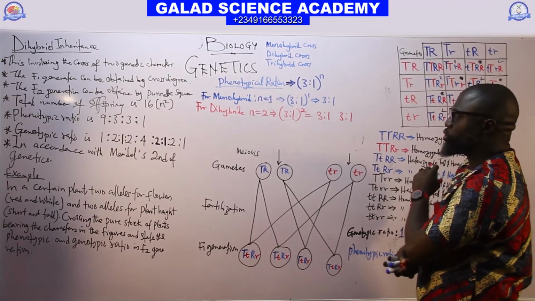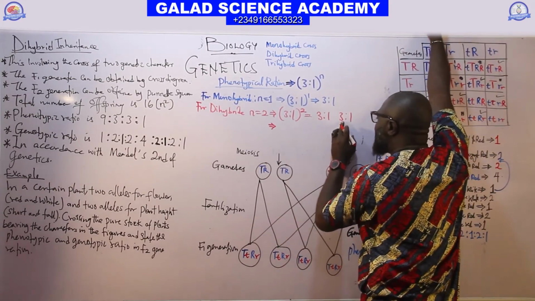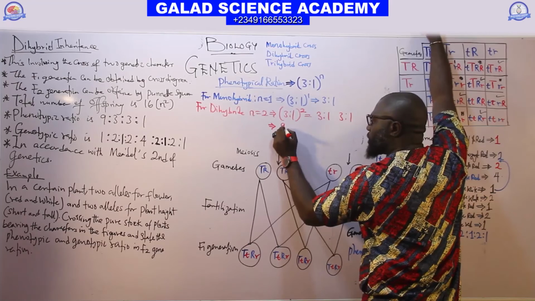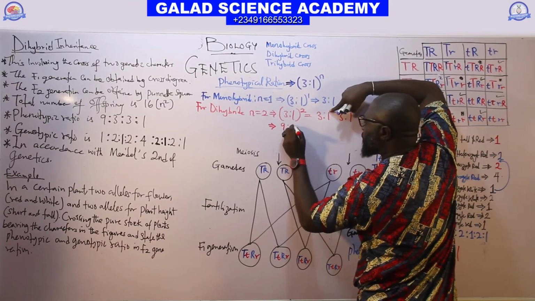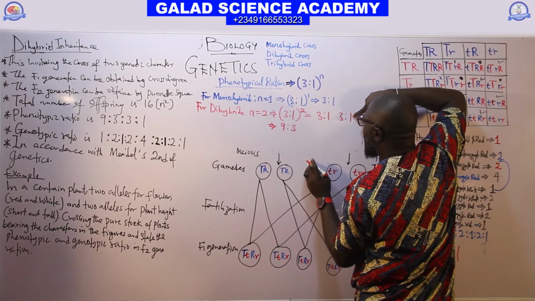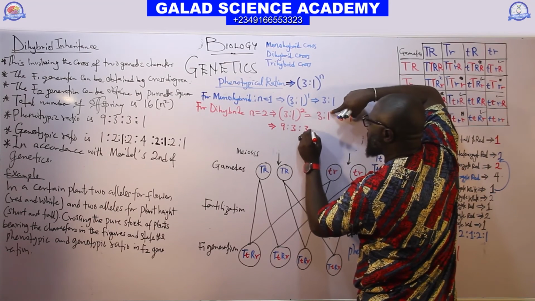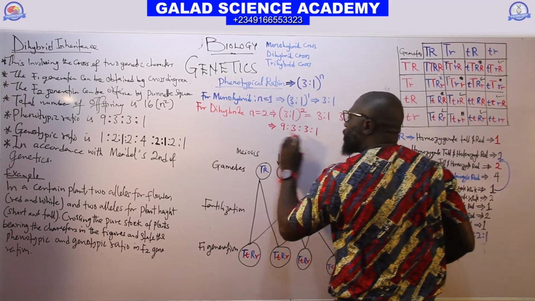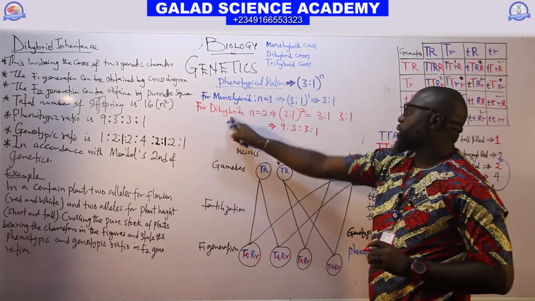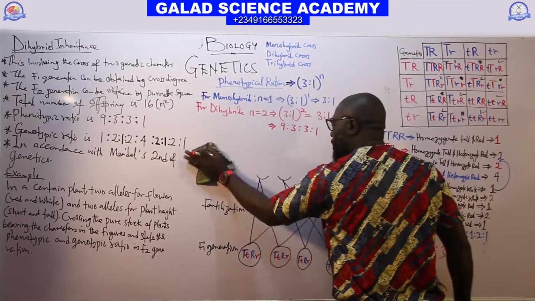Let us do it and check the answer. This 3 times 3 gives us 9. This 3 times 1 gives us 3. Then this one times 3 gives us 3. This one times 1 gives us 1. This is the phenotypic ratio for dihybrid.